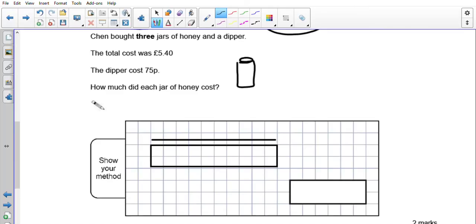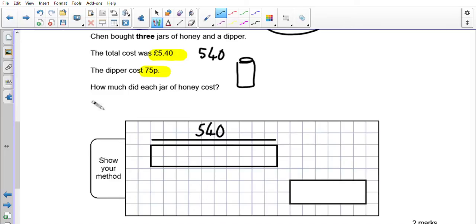And the thing that you've just got to be really careful of here is that that is in pounds and that is in pence. So either everything's got to be in pounds or everything's got to be in pence. Now because 75p is less than a pound, I'm going to convert everything into pence to make that easier to deal with. So instead of £5.40, I'm going to go with 540p. That's my total cost. That is my whole part of the bar.